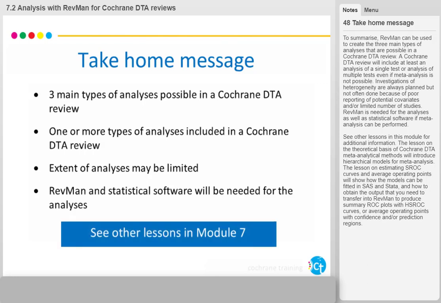See other lessons in this module for additional information. The lesson on the theoretical basis of Cochrane DTA meta-analytic methods will introduce hierarchical models for meta-analysis. The lesson on estimating summary ROC curves and average operating points will show how the models can be fitted in SAS and Stata and how to obtain the output that you need to transfer into RevMan to produce summary ROC plots with HSROC curves or average operating points with confidence and/or prediction regions.